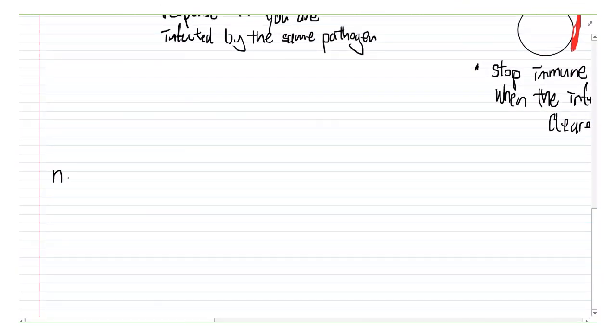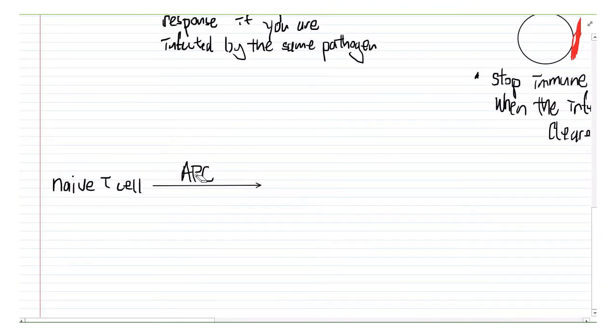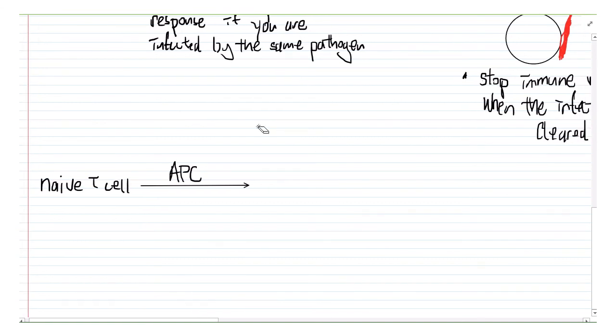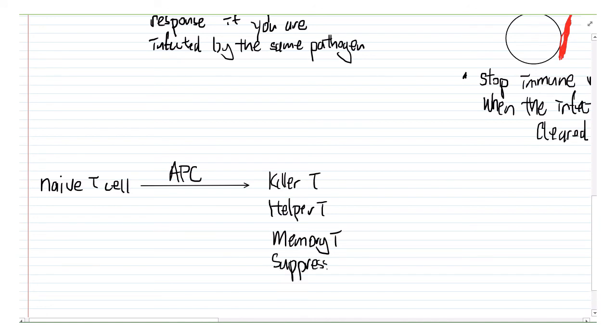We have the naive T cell. In order to activate the naive T cell, we would need to have an APC, an antigen presenting cell. In this case, we talked about the macrophage. There are other APCs in the body, but we're just going to keep it simple. So once you have been activated, once you have been chosen by an APC, then they could become the killer T cell, the helper T cell, the memory T cell, or a suppressor T cell.